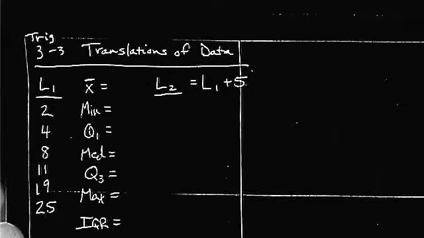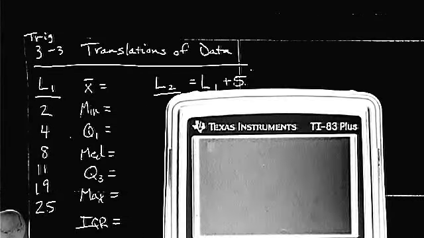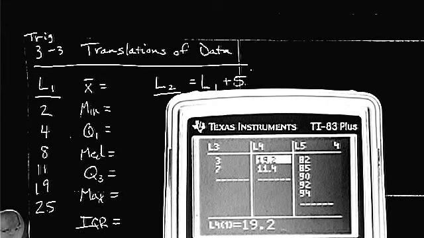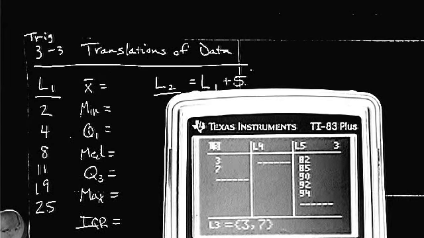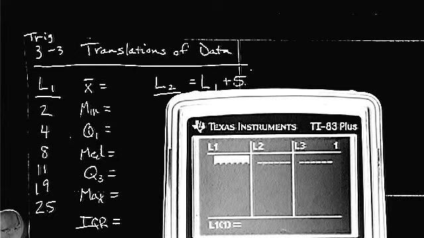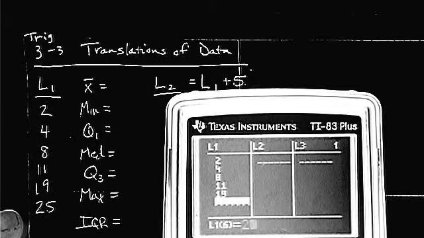All right, Trig students, we're talking about translations of data. Obviously, that means we're shifting data. Here's a list of numbers. So we're going to go stat, calculate, get in here, clear out a bunch of junk I don't need using that clear down arrow thing. So we've got 2, 4, 8, 11, 19, and 25.